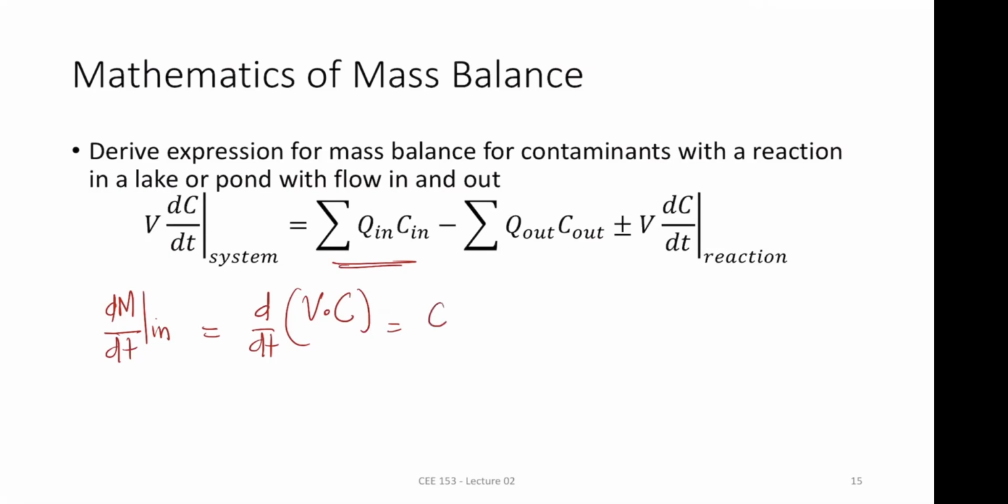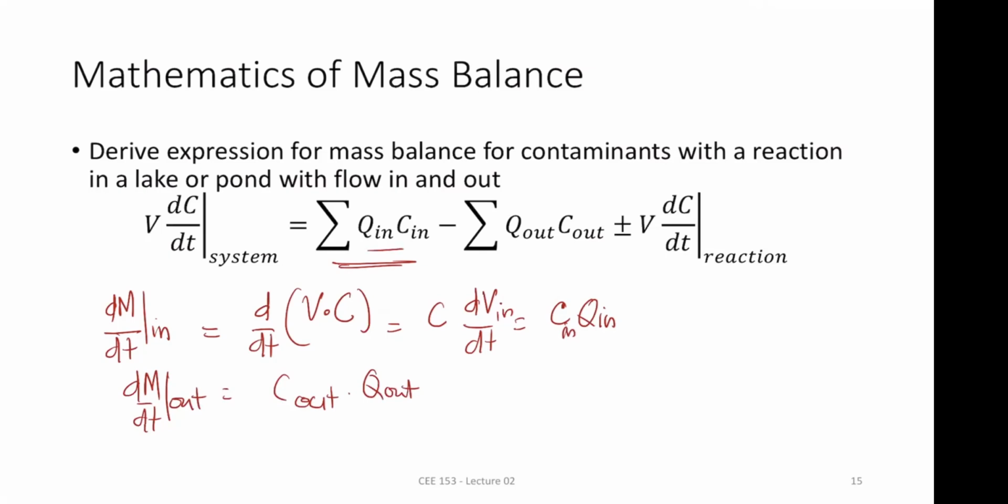So the concentration come out of the system. So you say dV by dt, and this is the amount of volume flowing into the system per time. So that's equal to C times Q in. Okay. So in the same way, you could write dm by dt out would be C out times Q out.